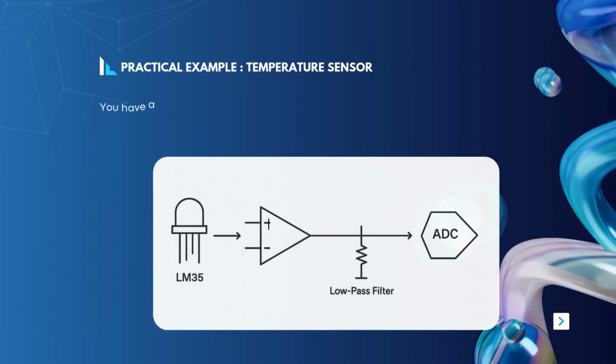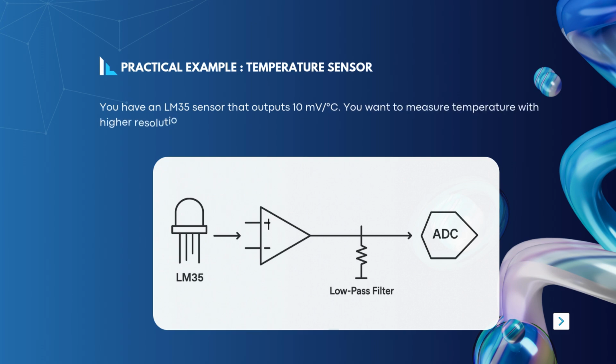Let's look at a practical example. You have an LM35 sensor that outputs 10 mV/°C. You want to measure temperature with higher resolution and filter out 50 Hz noise. Here's what the signal conditioning circuit could look like.